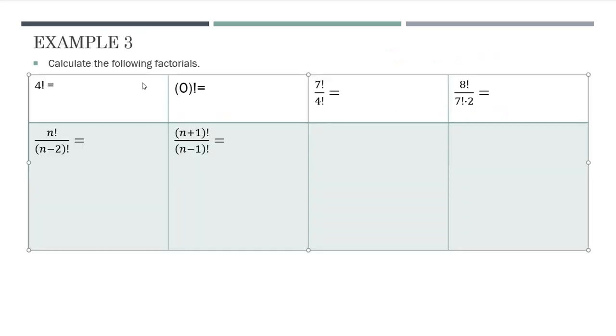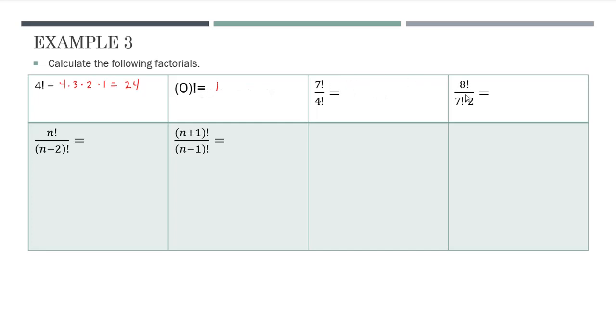Before we look at any more word problems, I want to look at just calculating basic factorials. So we have 4 factorial. Well, that's just 4 times 3 times 2 times 1. So that equals 24. Okay, that's not so bad. We've done those a few times now. I believe that you can do them. 0 factorial is a little tricky. It isn't just 0. It is equal to 1. So just be aware of that.